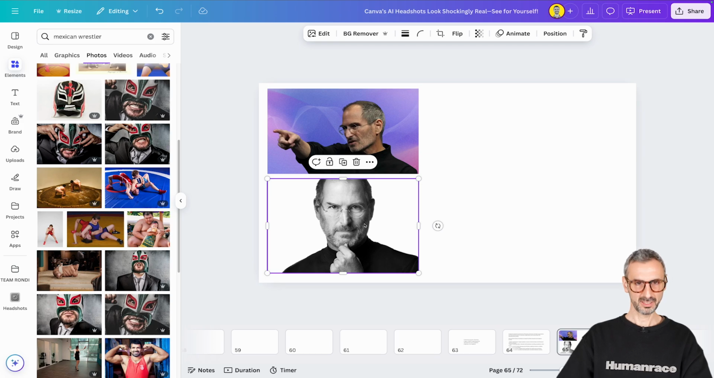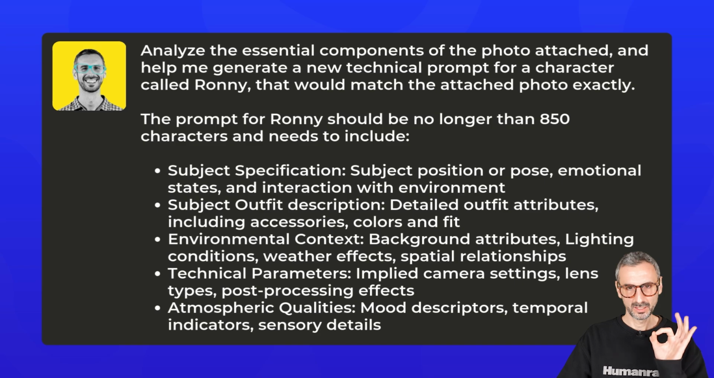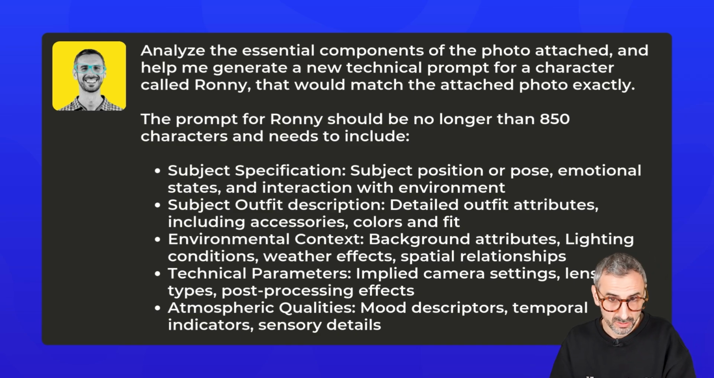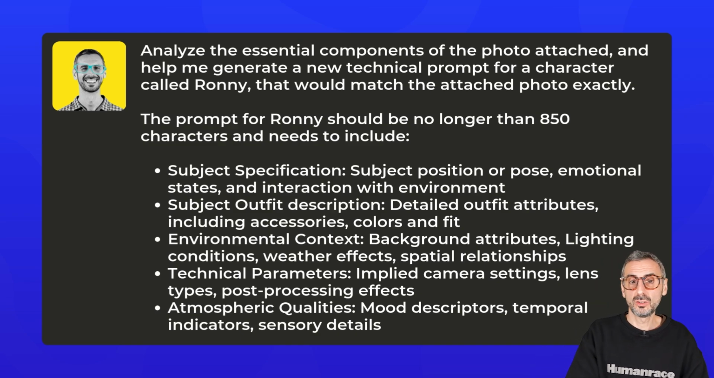Anyways, once you have this, you can go to ChatGPT and use this exact prompt right here. Okay, so you can screenshot this slide because this will be your base prompt. Basically, it goes like this: analyze the essential components of the photo attached and help me generate a new technical prompt for a character called Ronnie that would match the attached photo exactly. The prompt for Ronnie should be no longer than 850 characters and needs to include, then I put the sections of the prompt: subject specification, subject outfit description, environmental context, technical parameters, and also the atmospheric quality. So there are 5 parts to this prompt right here.